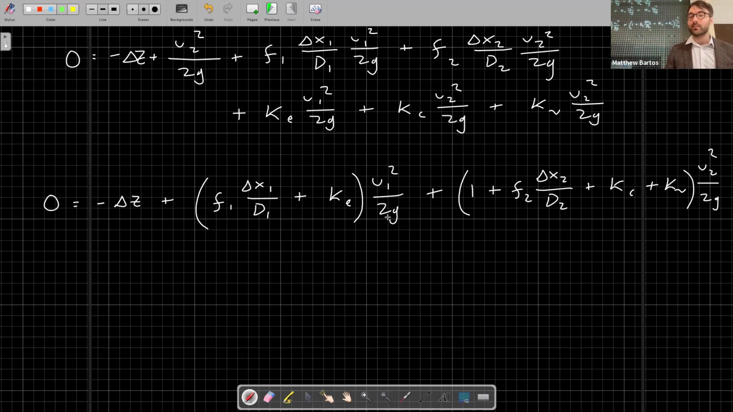And now note here that U1 is equal to Q divided by A1, and U2 is equal to Q divided by A2. So we can use this expression here to solve for the discharge in the pipe.